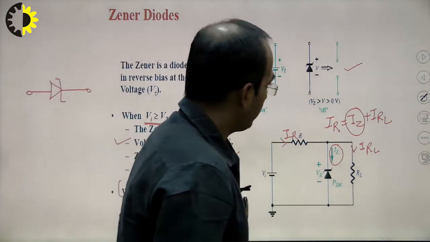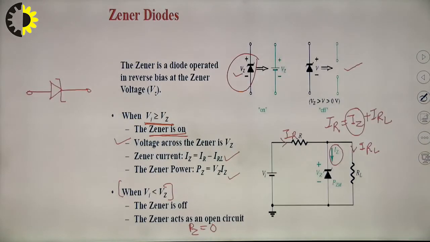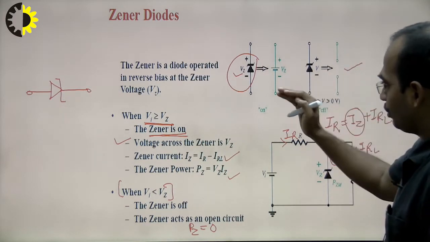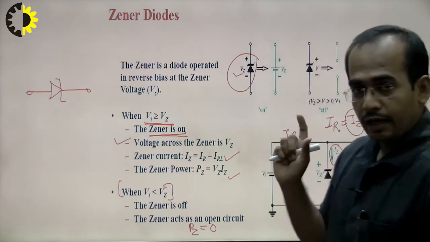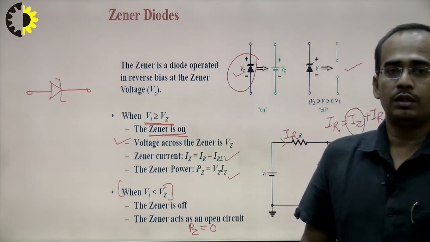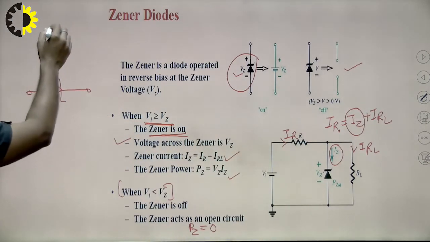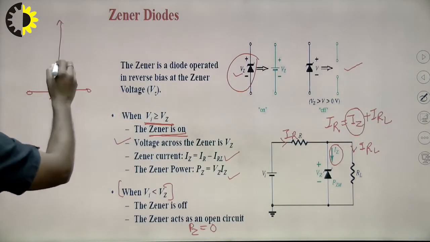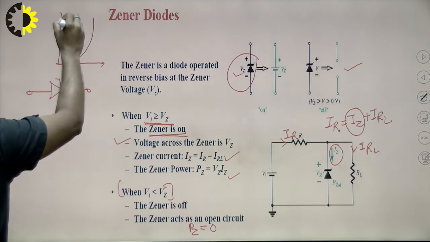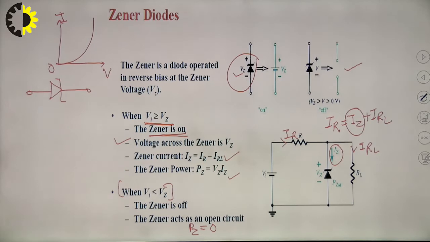Now, what will be the VI characteristic? As I told you, in the forward bias condition, when I apply the forward voltage across the Zener diode, the diode will behave as a simple PN junction diode and it will follow the VI characteristic of the PN junction diode. So what will the forward characteristic be? The forward characteristic will be like this. This is I, this is V. So it will follow the forward characteristic of the PN junction diode.